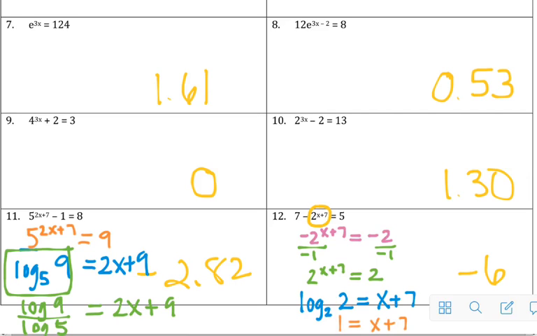Wait. Why is it 2x plus 9? It's supposed to be 2x plus 7. Yeah, sorry. Okay, so this should be a 7. Oh, wait. No, it's because I added 1 to both sides there. Oh, you're talking about here? Okay. All right.